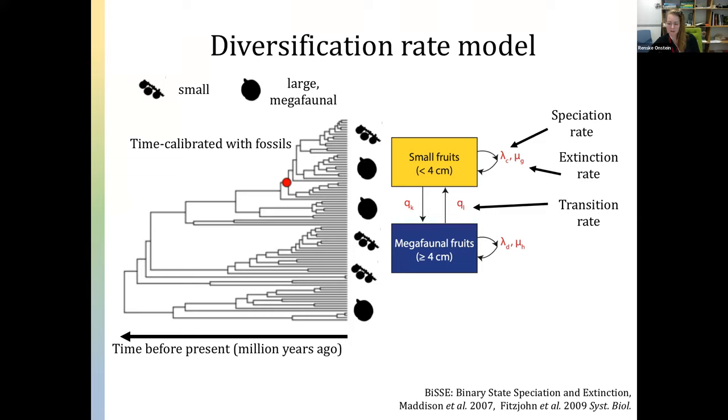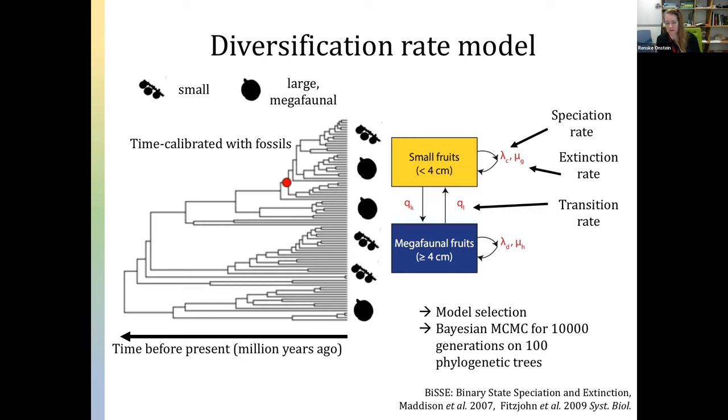And then we fit several models. So we choose the model which explains the data best with the fewest number of parameters. And then we fit this model in a Bayesian framework to get an estimate of these rates. So we're going to focus on speciation for now.